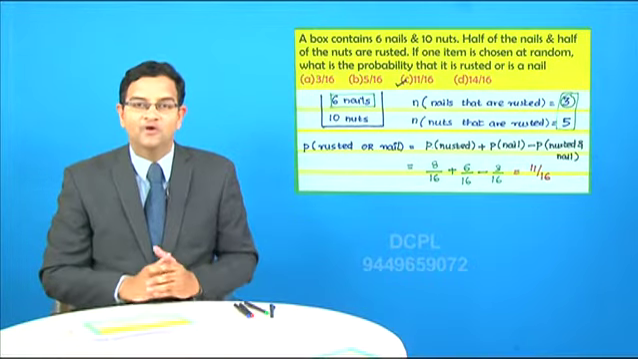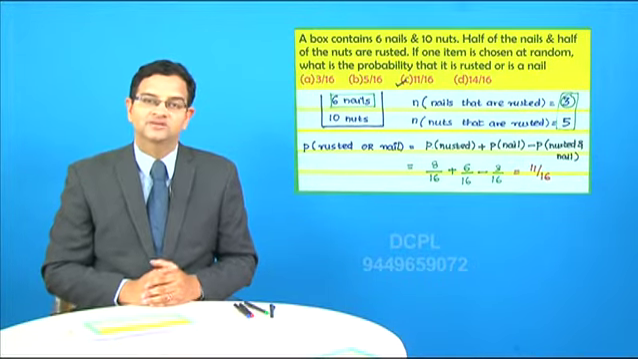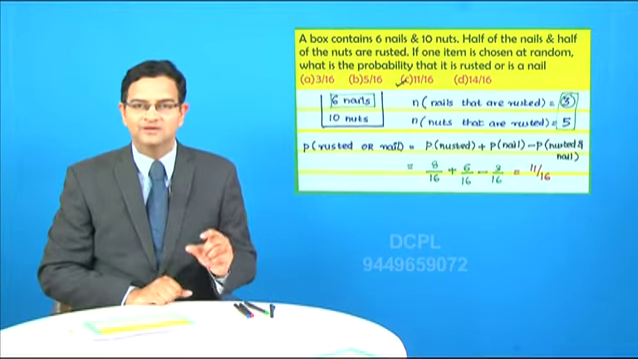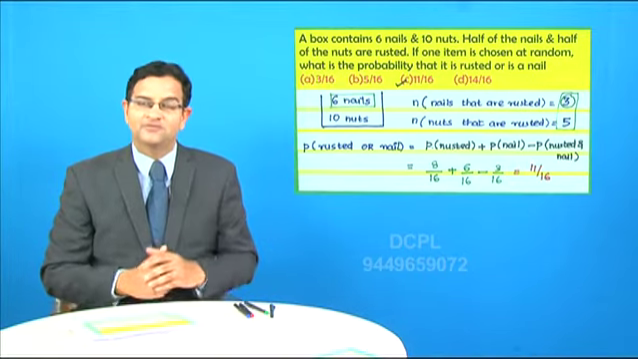Dear students, I hope you have been able to understand how this question has to be solved. You just need to use a simple formula P of A union B.